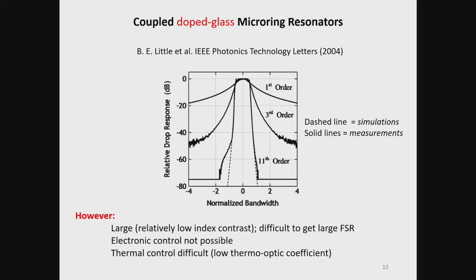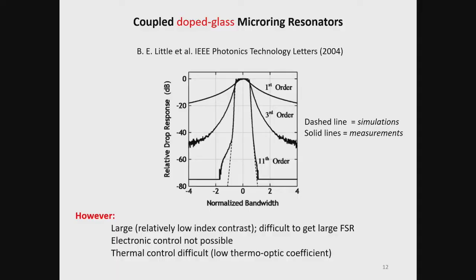It's difficult to get a large free spectral range, or reasonably large even by our standards today. This is normalized bandwidth, normalized to a pretty small free spectral range. It's because the bending radius for the microrings is quite large. That makes the free spectral range quite small. Today we are used to 100 gigahertz spacings. Soon we're going to need 400 gigahertz spacings, and it's difficult to do that with glass.